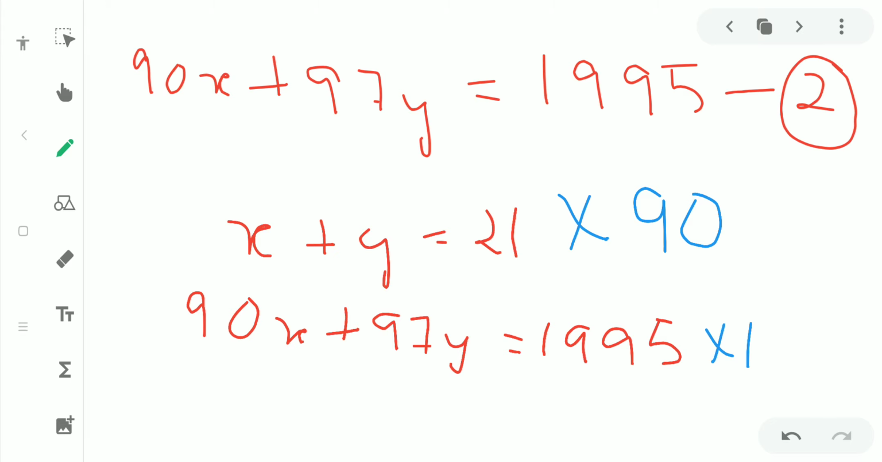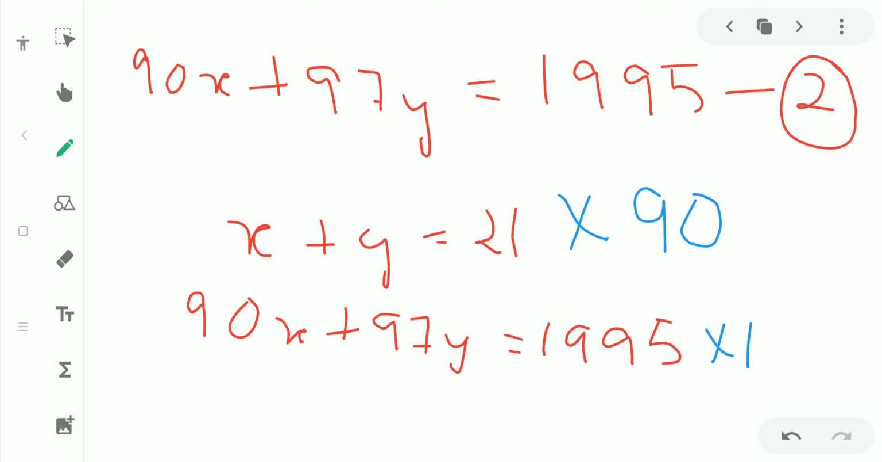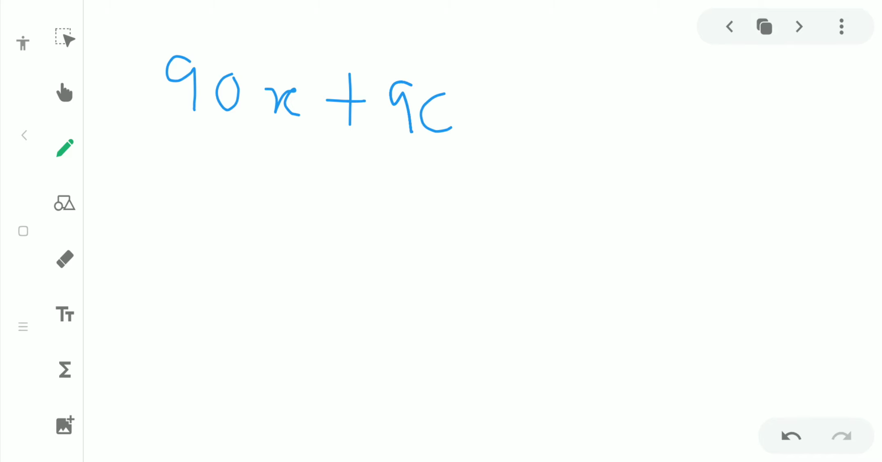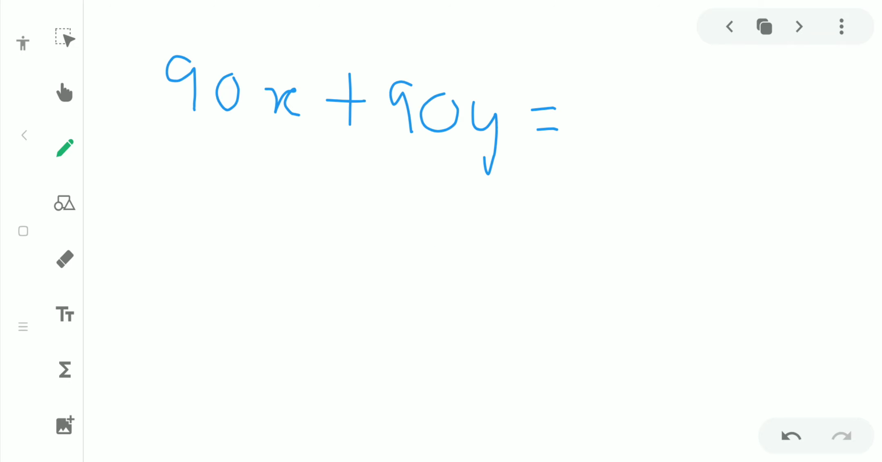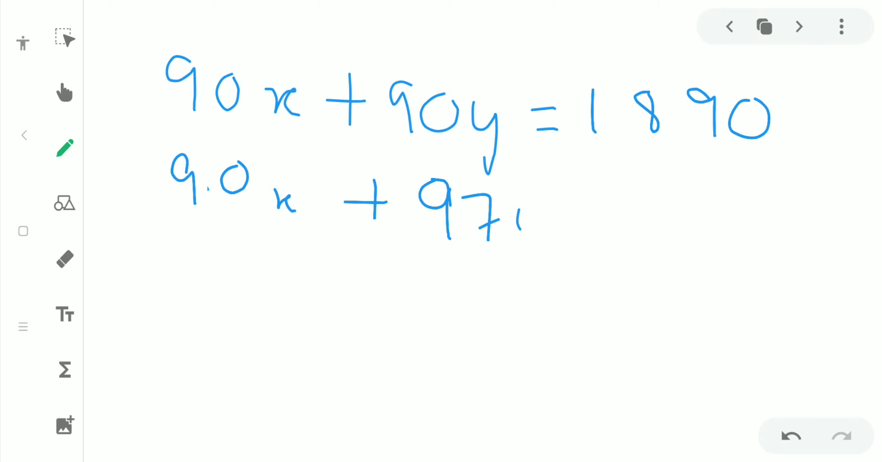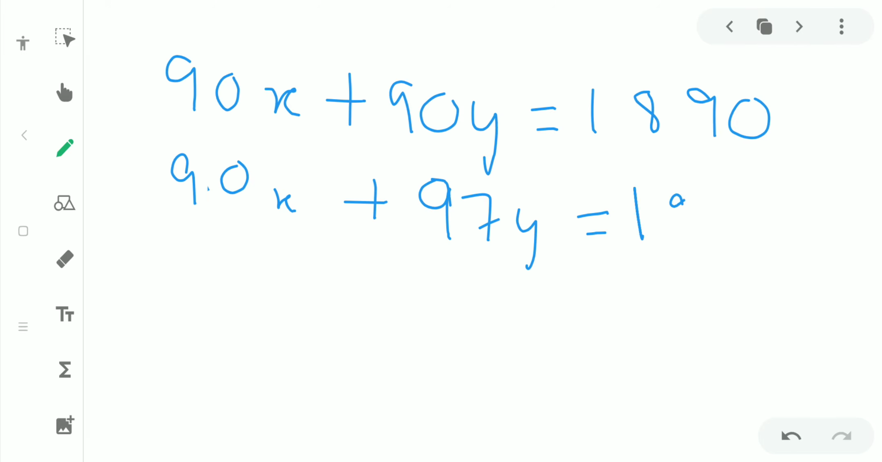So now we are getting 90x plus 90 into y, that is 90y, is equal to 21 into 90, which is 1890. Below it, the second equation is 90x plus 97y is equal to 1995.